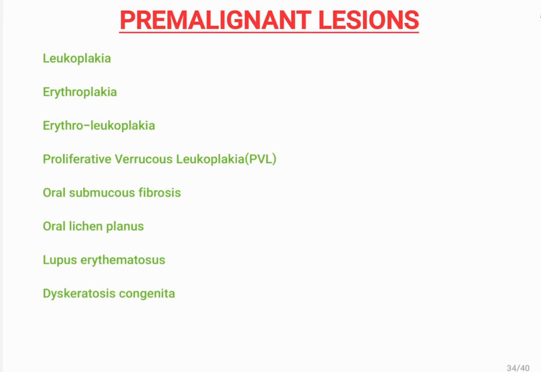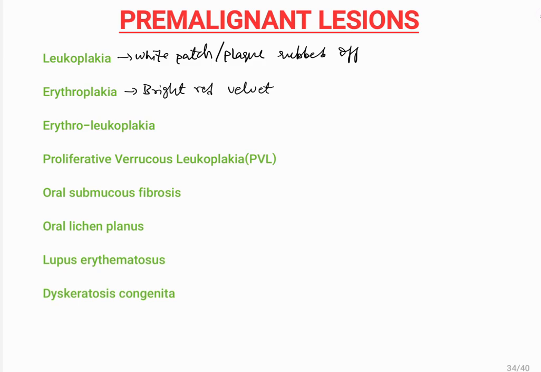Now let's see some of the pre-malignant lesions which are seen prior to the occurrence of oral cavity cancer. Leukoplakia is a white patch which is seen in the oral cavity. It can be a patch or a plaque which cannot be rubbed off. Whereas erythroplakia is a bright red velvety plaque. Erythroleukoplakia is presented with both leukoplakia and erythroplakia.